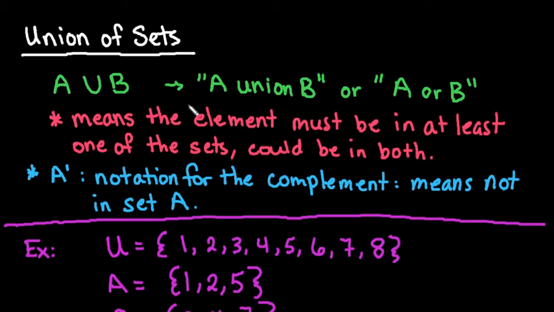Hi, for this video we're going to talk about union of sets. A set is any number that's in set notation. The universal set U represents the largest set of all values that are contained in that problem.